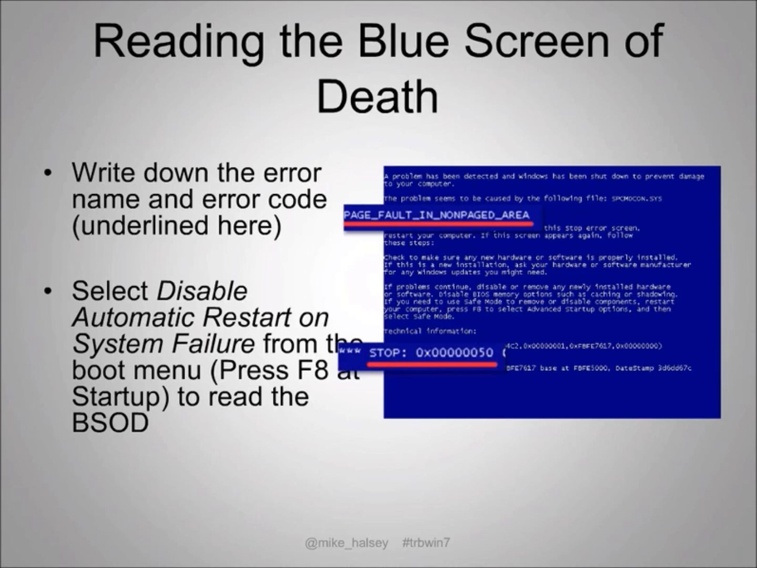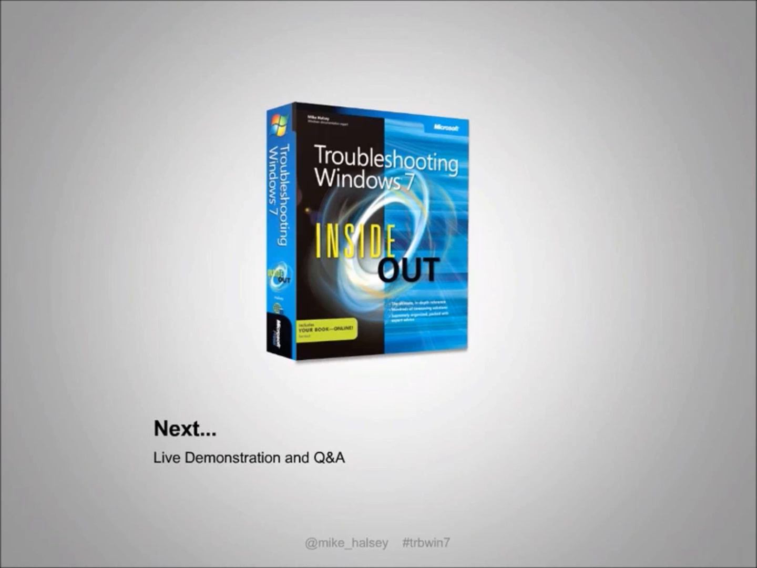Once that is selected, then the next time you get a blue screen of death, it will just stay on that blue screen, and you'll be able to see the error name, you'll be able to see the error code, you'll be able to write them down, and the next time you restart your PC or on another PC, you'll be able to look that up online and get more information on it. So now we'll have a live demonstration, and we'll just switch over to this.